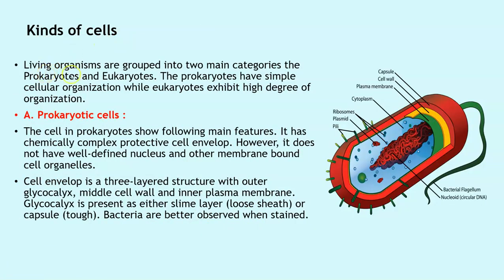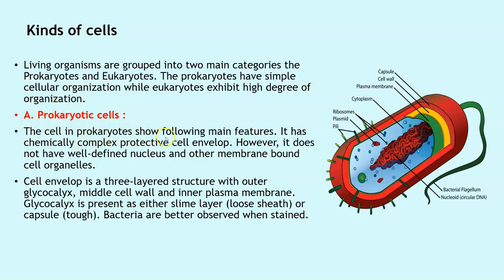Kinds of cells. Living organisms are grouped into two main categories, the prokaryotes and the eukaryotes. The prokaryotes have simple cellular organization, while the eukaryotes exhibit a high degree of organization. Let us have a look at each of these types of cells. The first one is the prokaryotic cell.